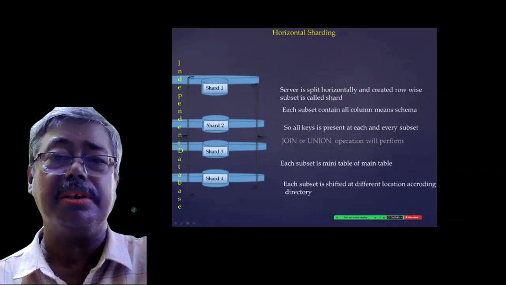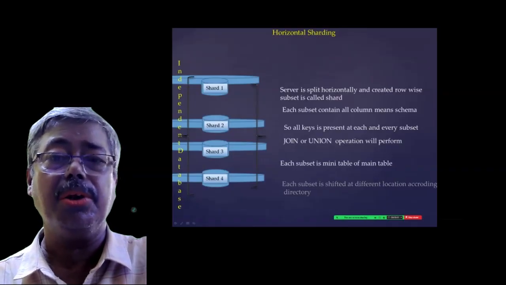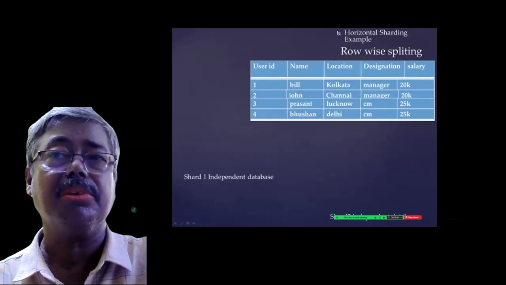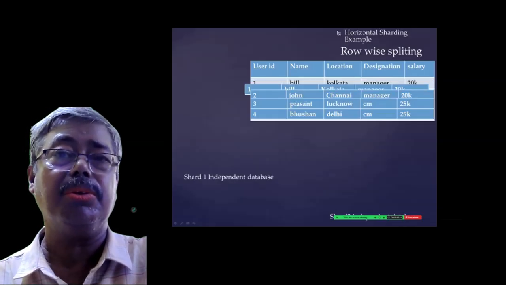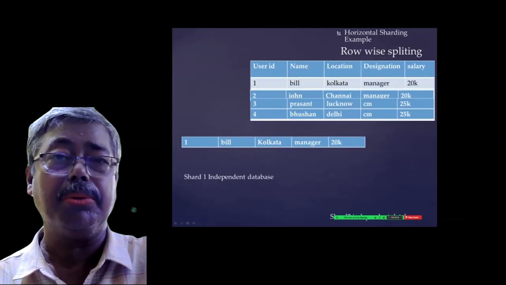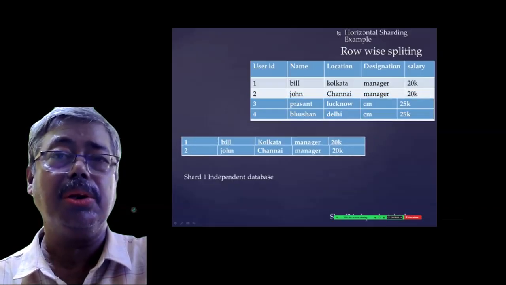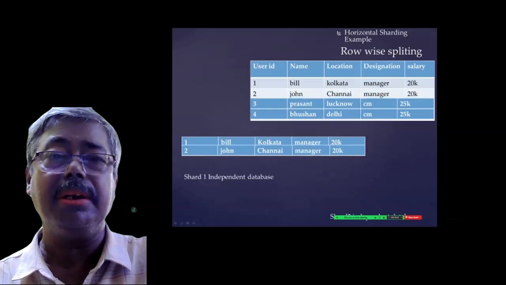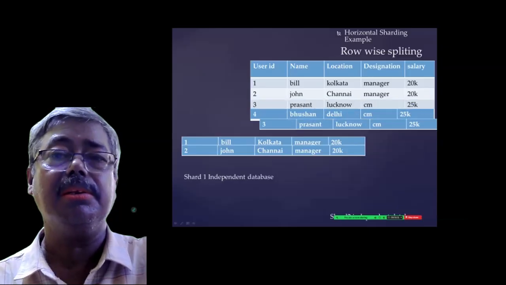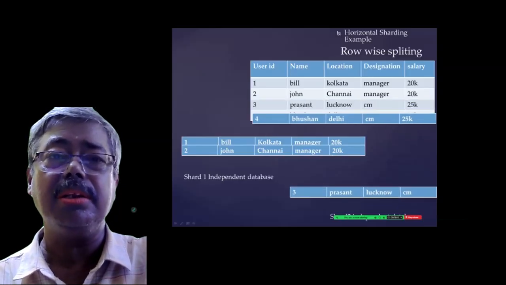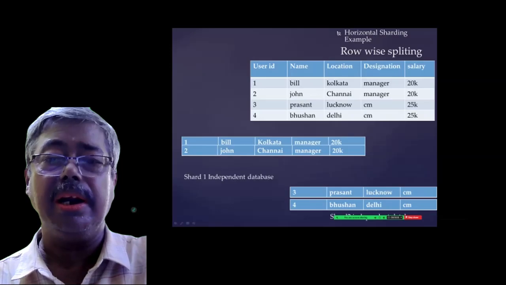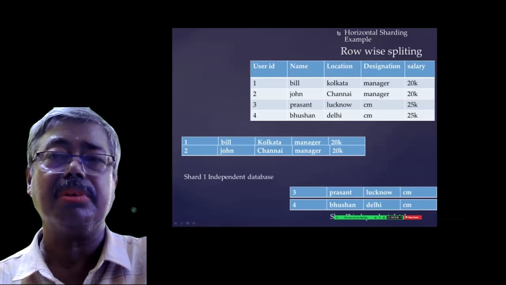So horizontal sharding means sharding row-wise. For example, we can see row number 1 and row number 2 of the table as shard 1. Similarly, row number 3 and row number 4 as shard 2.